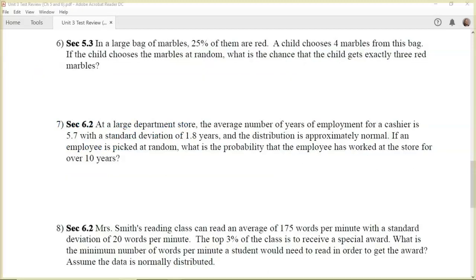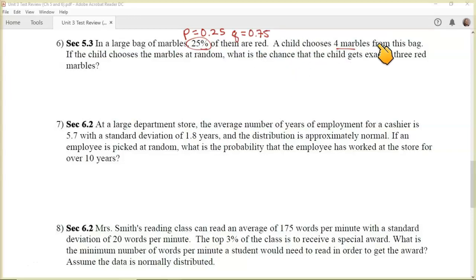So let's look at another example in which we can use table B for the binomial distribution, where we can also use a formula as well. So again, section 5.3. In a large bag of marbles, 25% of them are red. So immediately we know that this is the value of P. We don't know yet what they want the probability of, but I know that that's the value of P. The probability of a success is 25% of them are red, which means the probability of not getting red is 75%, or 0.75.